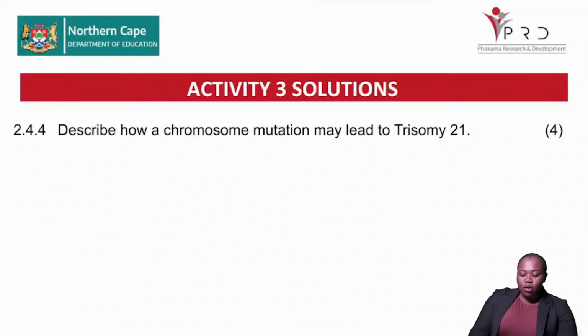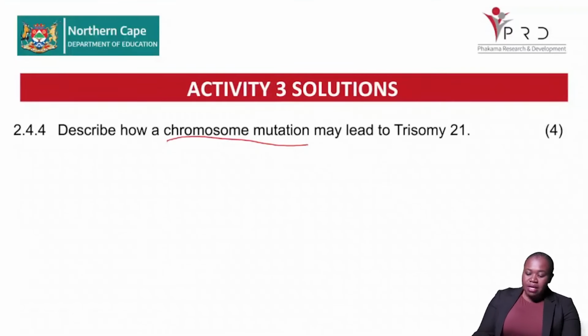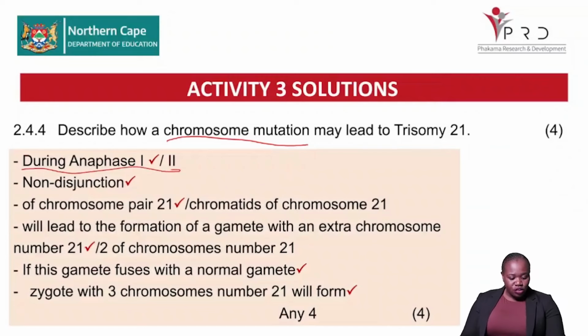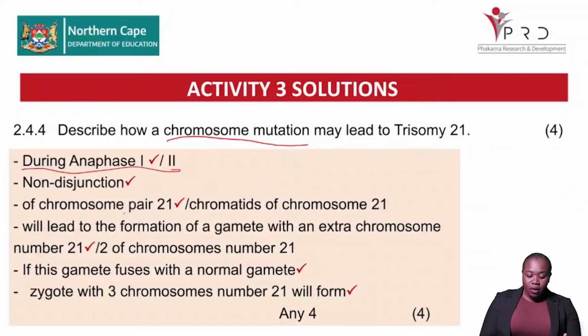2.4.4, describe how a chromosome mutation may lead to trisomy 21. Right, when we are talking about chromosome mutations, we would be talking about things like non-disjunction. That non-disjunction is a representation of a chromosomal mutation, because there was a mutation in the way the chromosomal structure is supposed to be, right? So you would mention that during anaphase, either 1 or 2, non-disjunction of the chromosomes pair 21 would occur, right? Obviously, because it said trisomy 21, you are going to make sure that you talk about the chromosomes being extra. There's going to be extra chromosomes on pair 21, right?